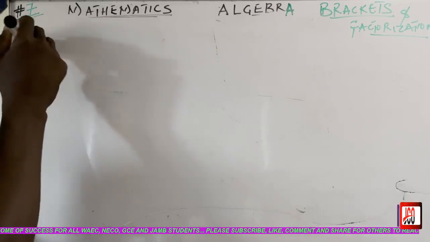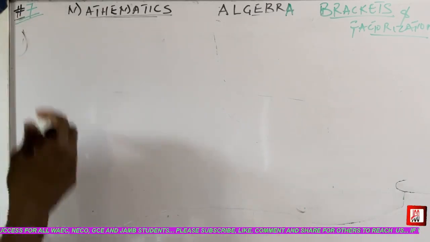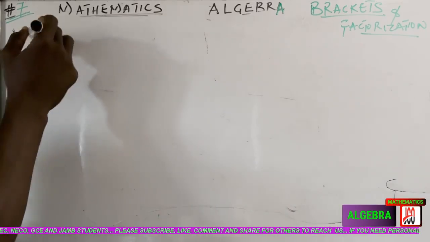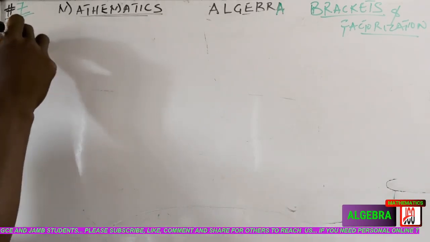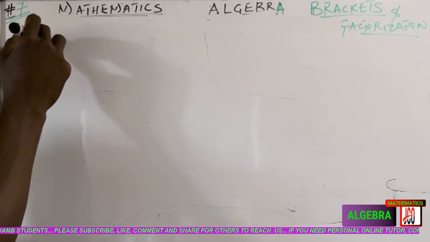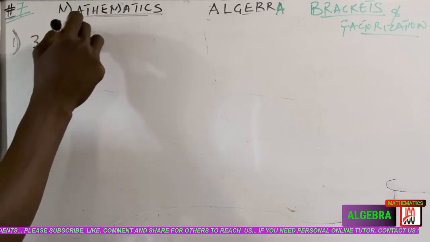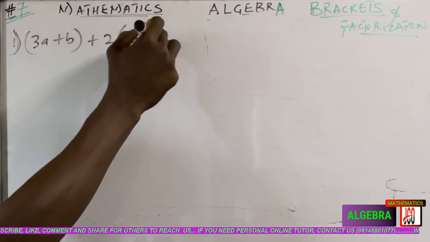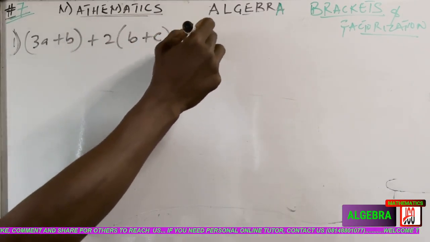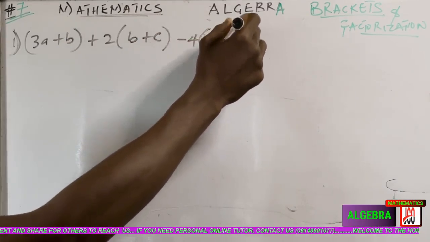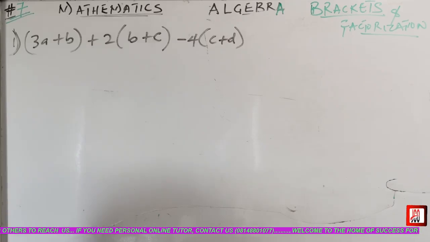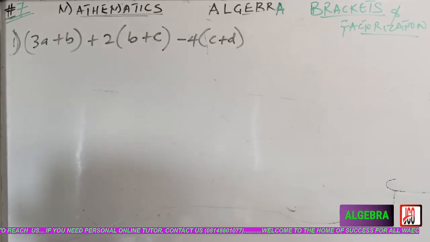So let's say you are asked to solve this question now. Simplify. Number one, 3a plus b plus 2 bracket b plus c minus 4 bracket c plus d. You have to solve this. You notice you are seeing some brackets there. How do I deal with it?